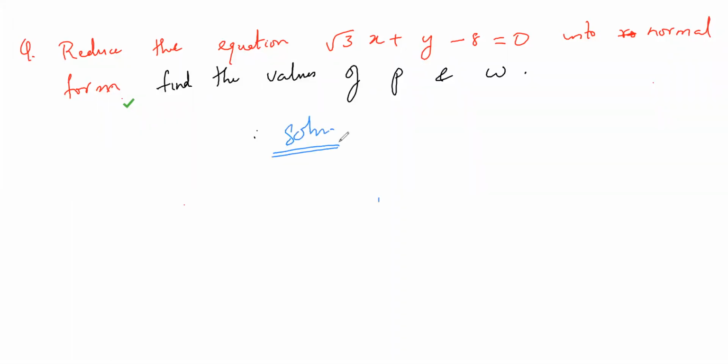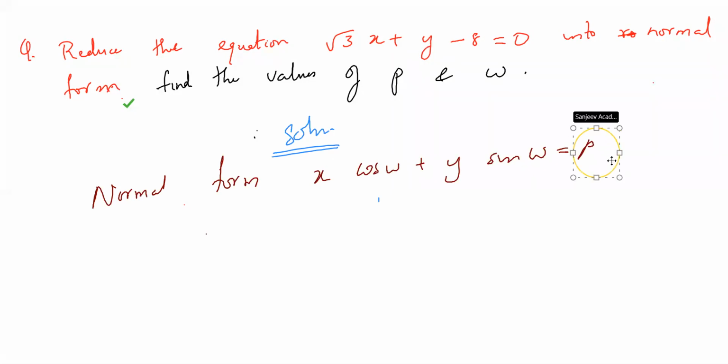Solution. Write down the normal form. Write down the formula x cos omega plus y sin omega is equal to P. So in this, I have to find what? I have to find my P. I have to find omega. That's it. These are the things which I have to find.